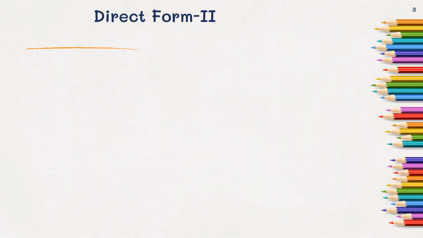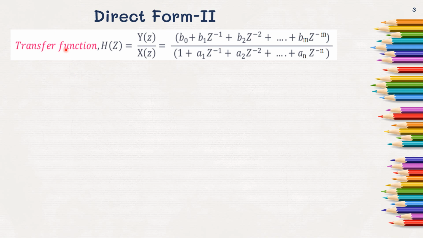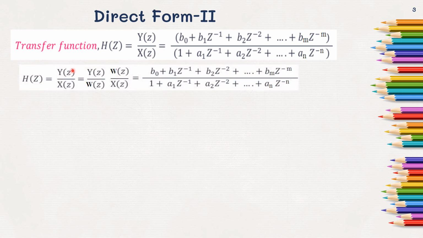To know the block diagram representation of cascade and parallel forms, you have to have knowledge of direct form 2, which is another method of block diagram representation. The transfer function of any discrete time LTI system is given by Y of z by X of z. In direct form 2, you insert a dummy variable. Y of z by X of z is equal to Y of z by W of z into W of z by X of z.